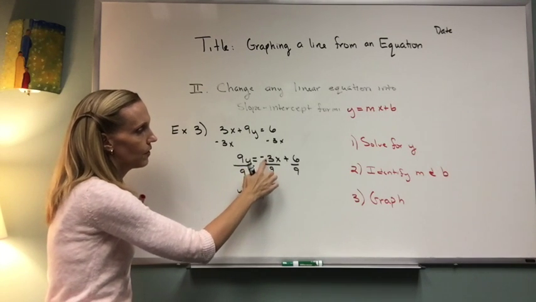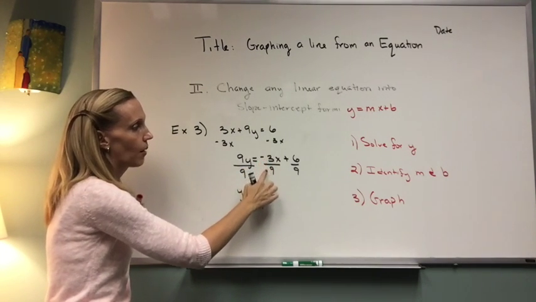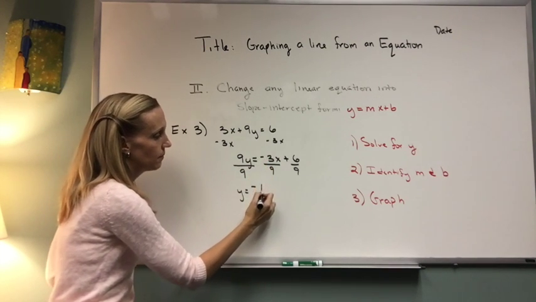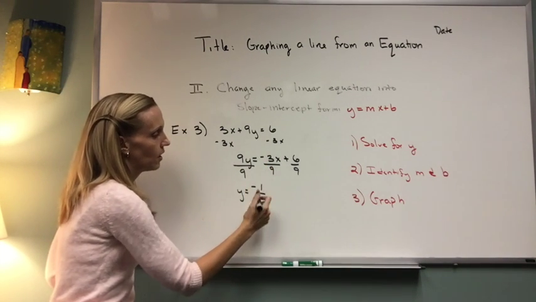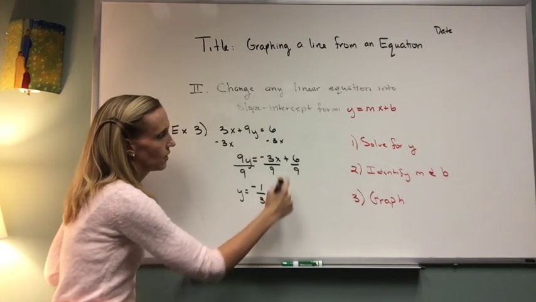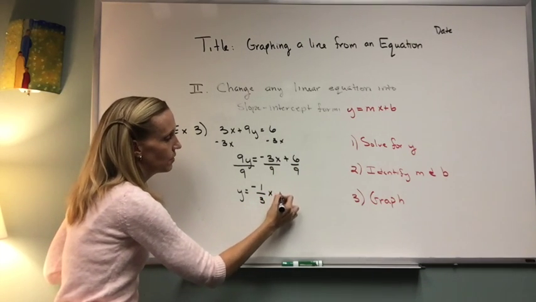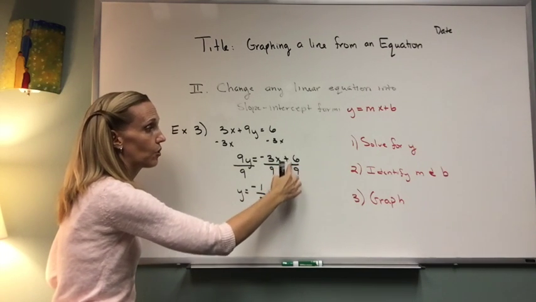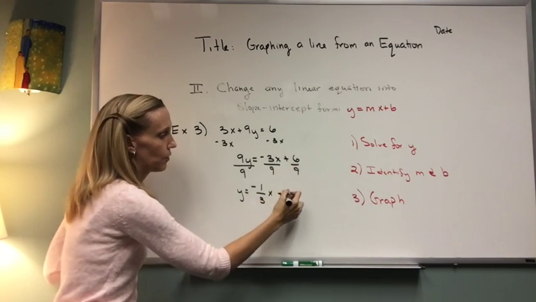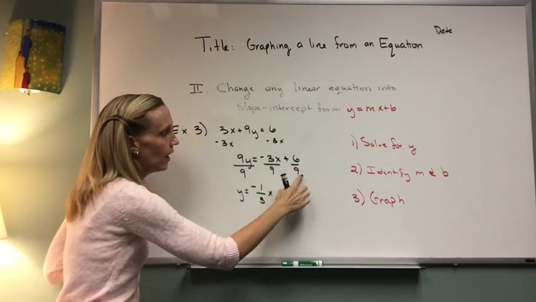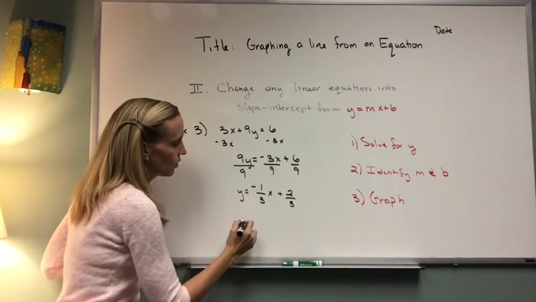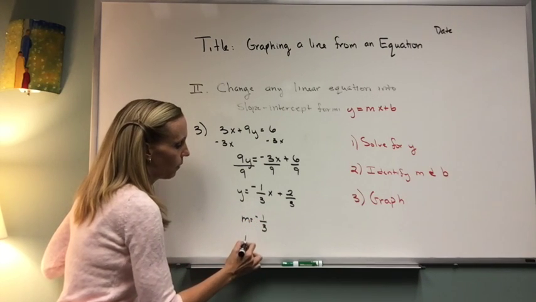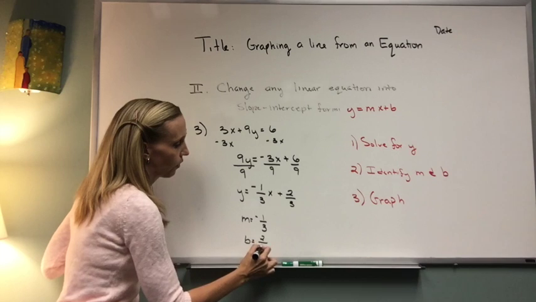I recognize that both of these have a 3 in common, so I'm going to simplify by 3. So 3 divided by 3 is 1. 9 divided by 3 is 3. Bring down the x. I have 2 positive numbers, so we have a positive. I recognize again that both of these are divisible by 3. So 6 divided by 3 is 2. And 9 divided by 3 again is 3. So my slope is negative 1/3. My y-intercept is 2 over 3.